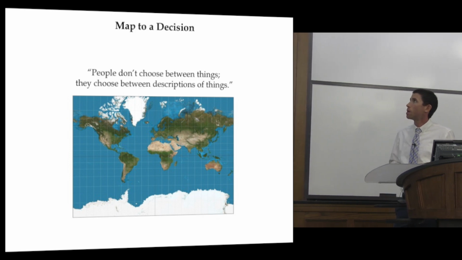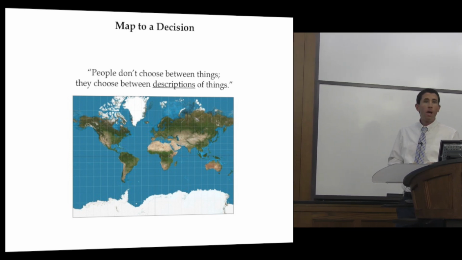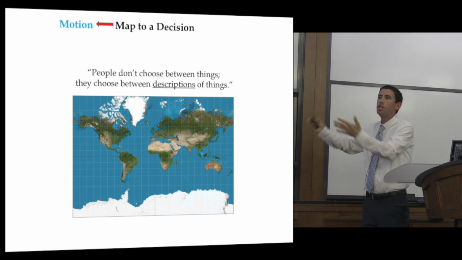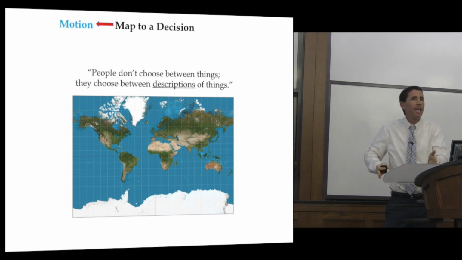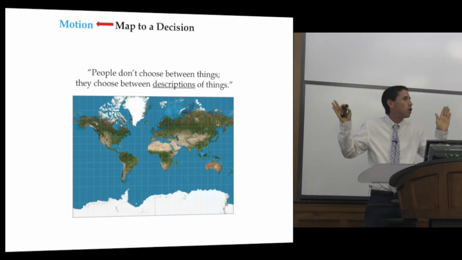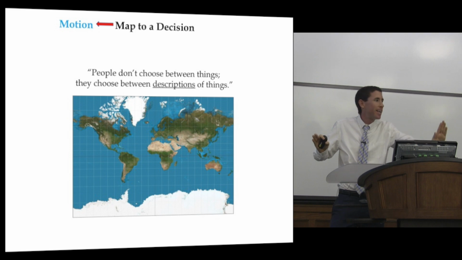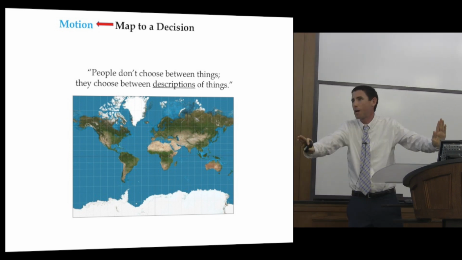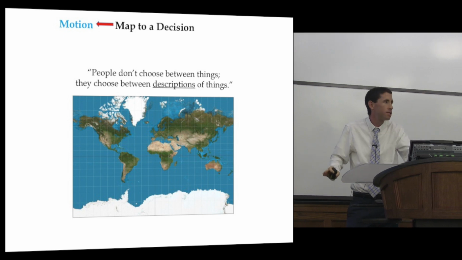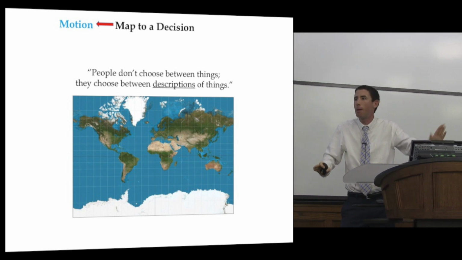People don't choose between things. They choose between descriptions of things. And so when you're writing a motion, it's not that the judge is going to decide in a sort of platonic ideal way, this is the right way to go in this case. What she's going to be presented with are descriptions of two different options.